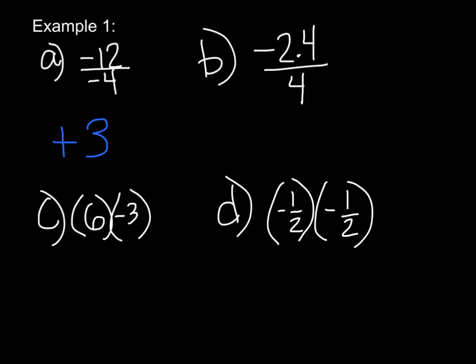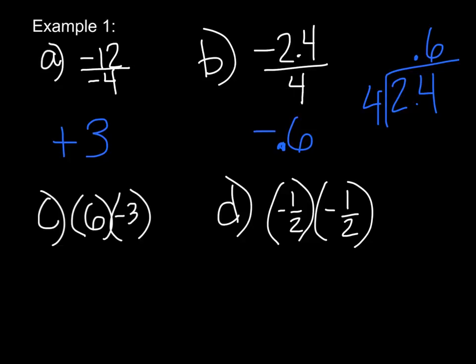In B, we have negative 2.4 divided by 4. That's like saying 2.4 divided by 4. 4 goes into 24 6 times. Bring your decimal straight up. It's 0.6. But I have to look back at my signs. I have one positive and one negative, so I have different signs, so my answer is a negative 0.6. In C, we have 6 times a negative 3. Different signs, a positive 6 and a negative 3, so our answer is negative 18.